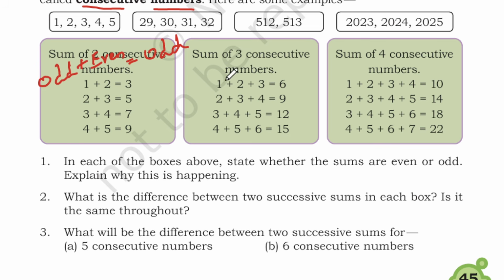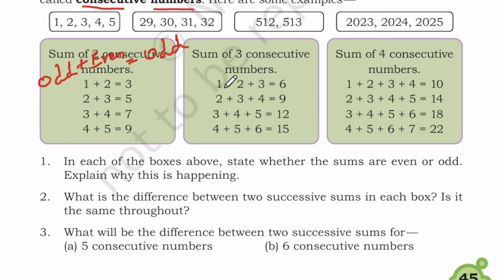Okay, and we have two even numbers and one odd number, again we are getting an odd number. And when we have two odd numbers and one even number, we are getting the result as an even number. So what we are able to find out is, the sum alternates between even and odd depending on the starting number.